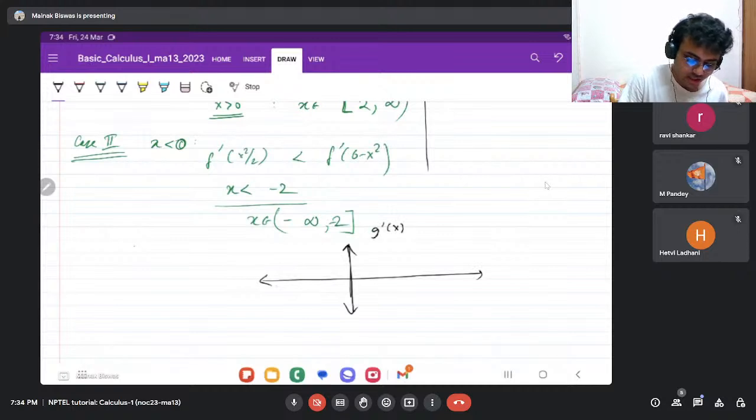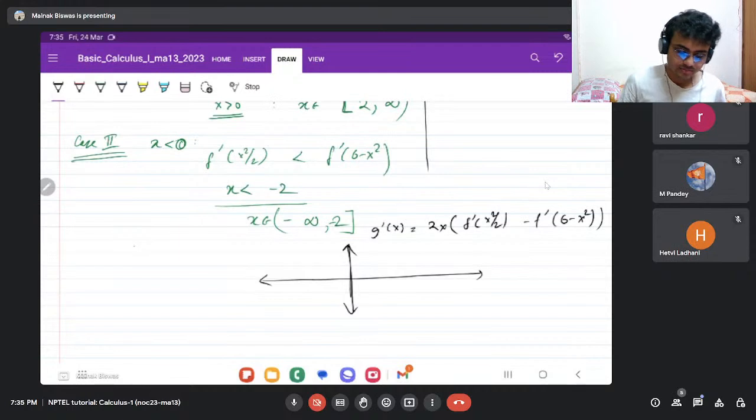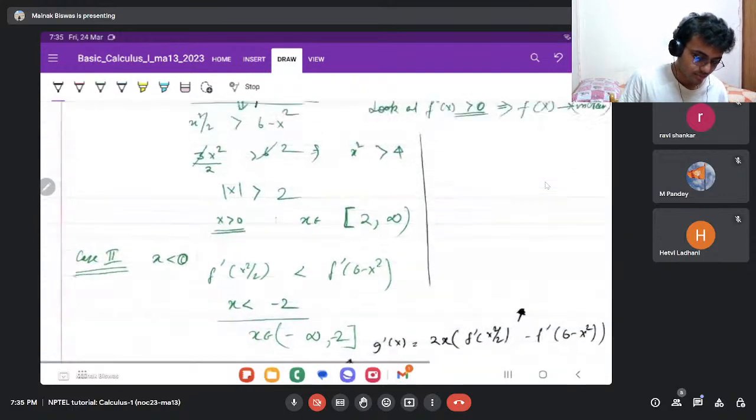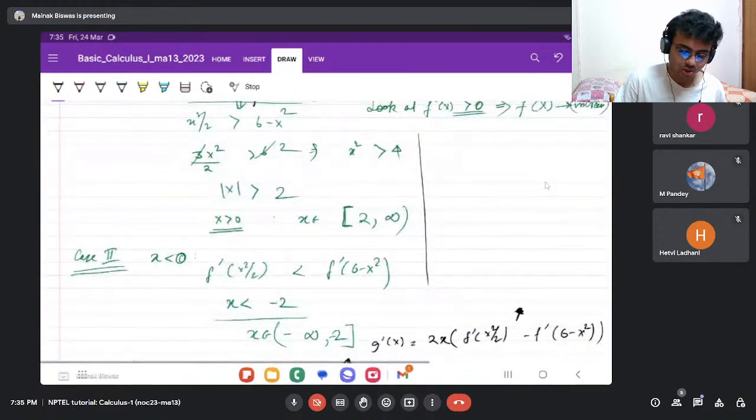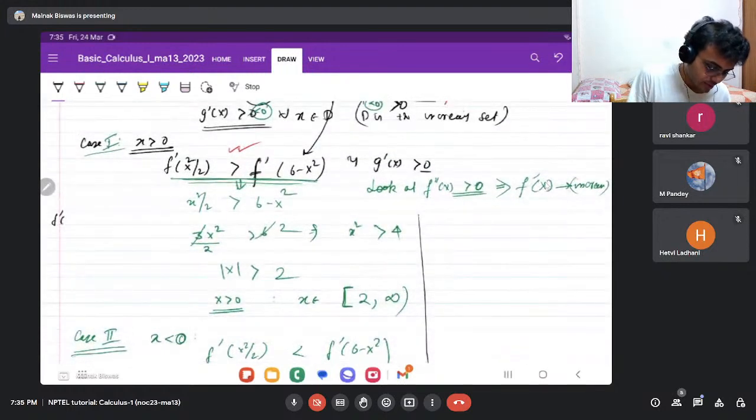So g dash x is 2x into f dash of x square by 2 minus f dash of 6 minus x square, right? Agreed? What are the roots of this inner function? Let's solve for the roots. So the roots are 2 and minus 2, you agree? Because f dash of x square by 2 is equal to f dash of 6 minus x square if x square by 2 is equal to 6 minus x square, right?